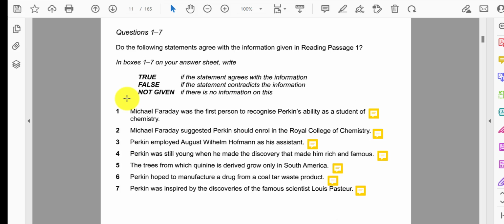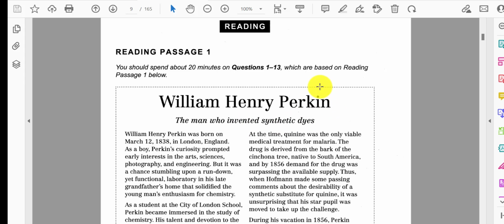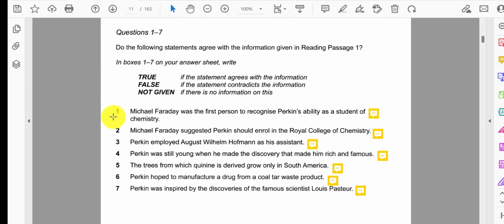Please answer the questions in the order they have been asked, as the reading questions in IELTS are generally in order. The reading is about William Henry Perkin, the man who invented synthetic dyes. Let's read question number 1. Michael Faraday was the first person to recognize Perkin's ability as a student of chemistry.